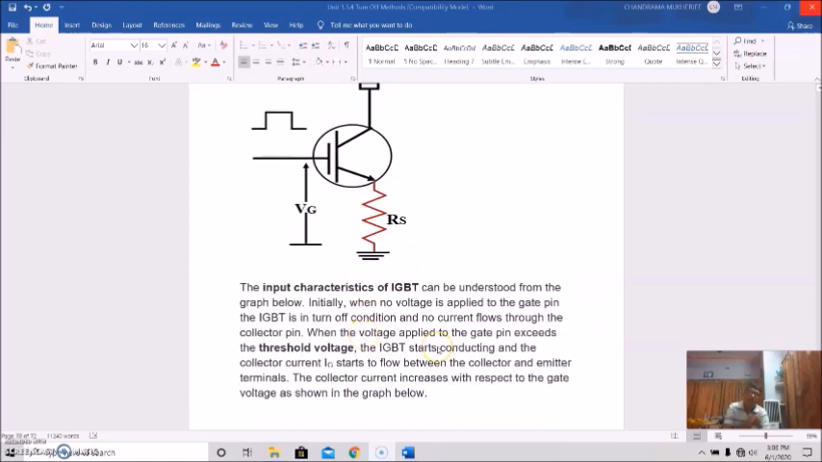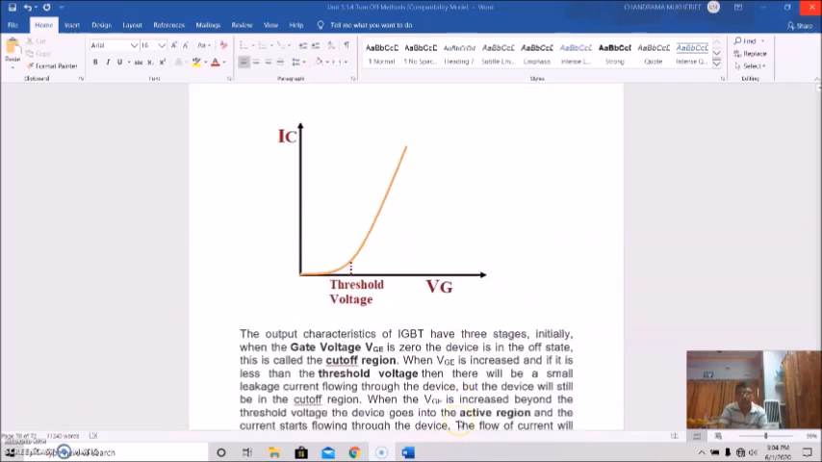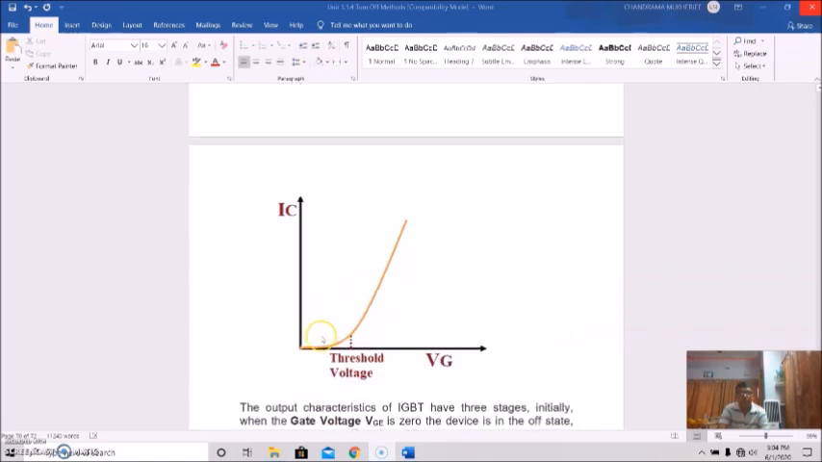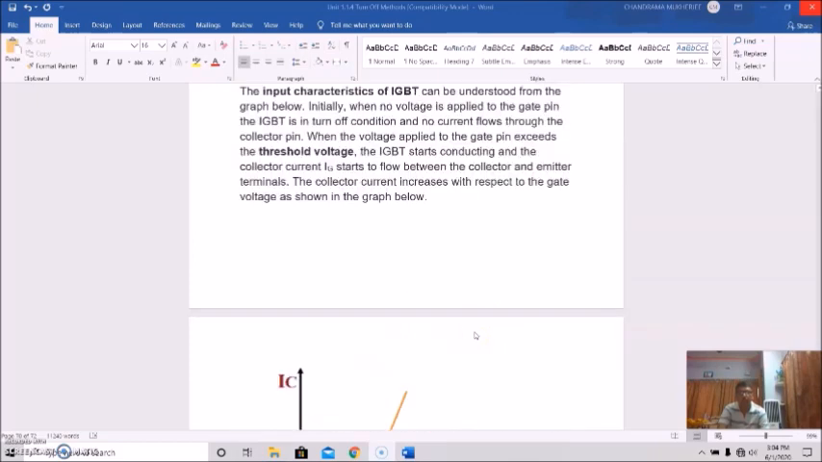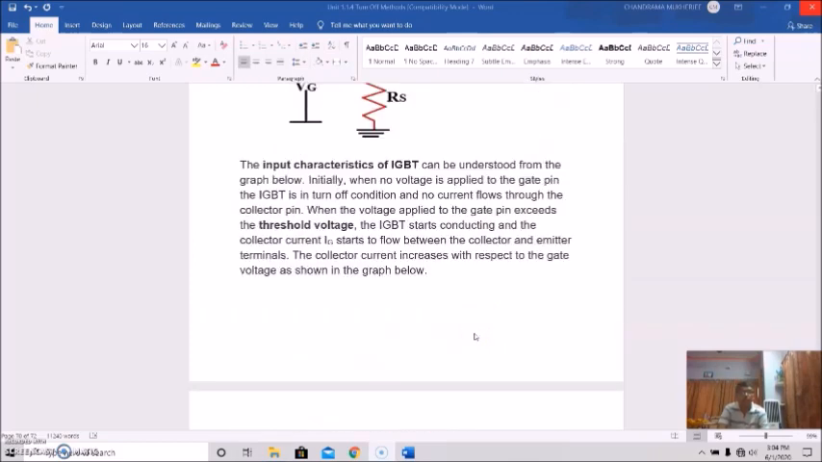Now, the input characteristics of IGBT can be understood from the graph given here: gate voltage and collector current. In this graph, there is the no conduction state. This voltage is the threshold voltage, and then the collector current will flow.